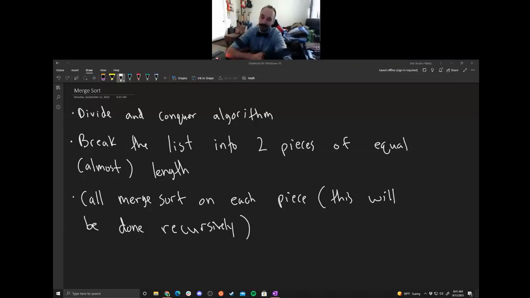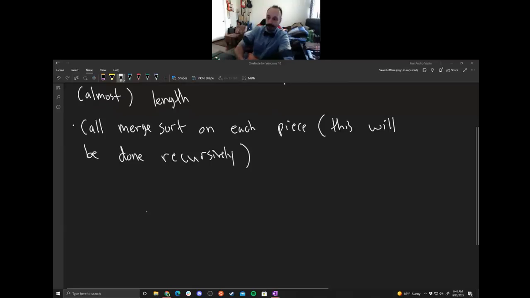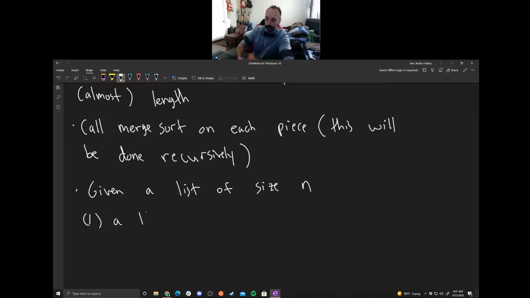So when we call merge sort on each piece, it's going to get two sorted lists. So let's go ahead and just write this out. We have our initial list given to us. So we're given a list of size n. And then we're going to have our one piece. So we're going to call merge sort.